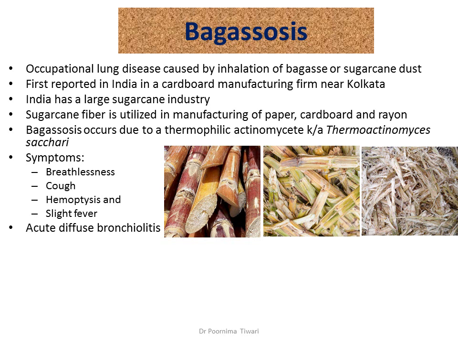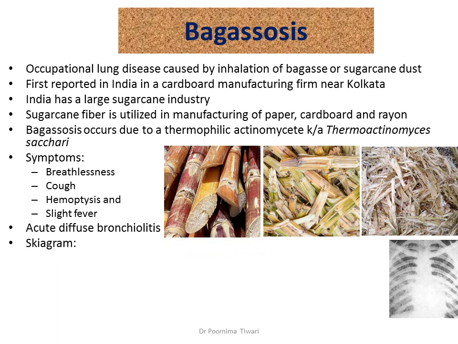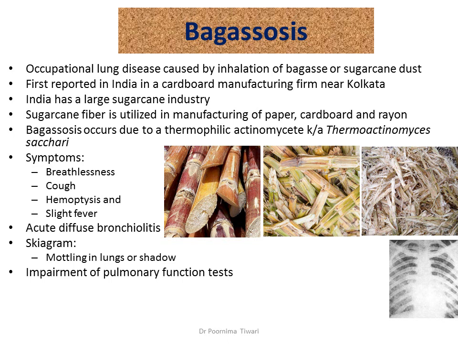On pathology, we can see acute diffuse bronchiolitis. X-ray shows mottling in the lungs. If the mottles coalesce together, it becomes a shadow. There's an impairment of pulmonary function tests.